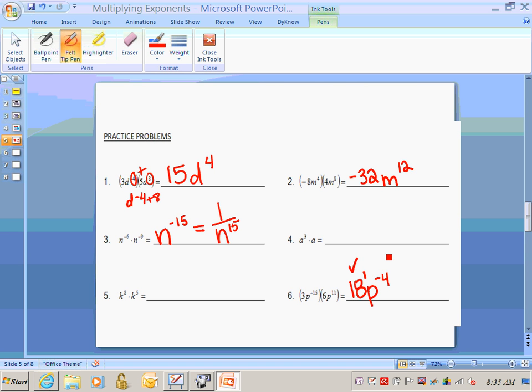Okay, where is it right now? It's on the top, so where does it have to go? The bottom. So my answer is going to be what? It's going to be 18 over p to the 4th.